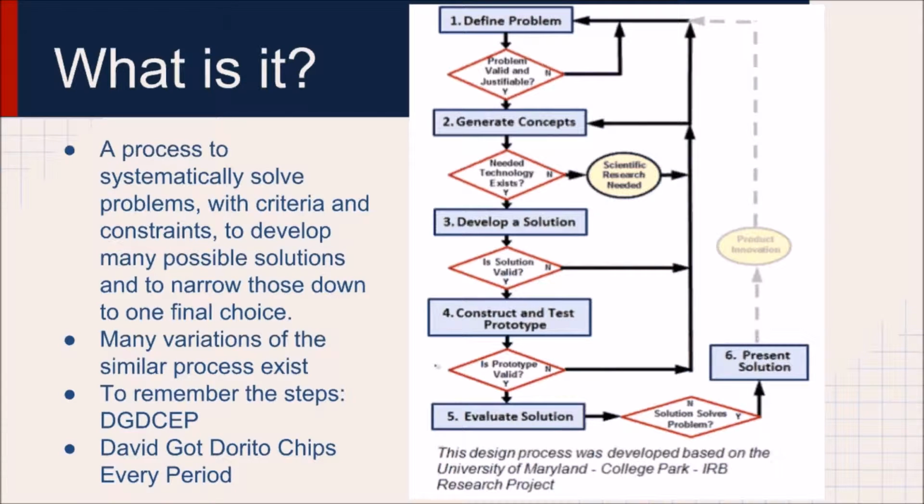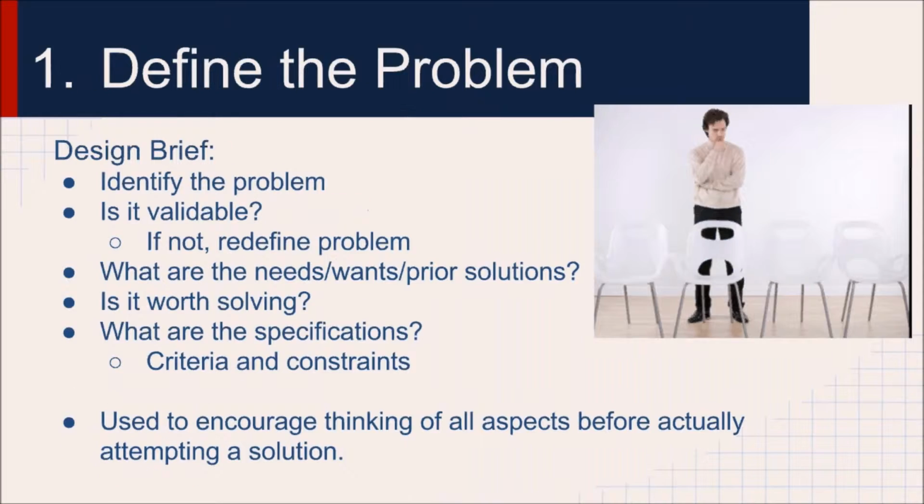What is it? It is a process to systematically solve problems with criteria and constraints, to develop as many possible solutions, and to narrow those down to one final choice. Many variations of this similar process exist. To remember the steps, a handy mnemonic is DGD-CEP, or David got Dorito chips every period. On the right, it is a flowchart, which is an example of this design process.